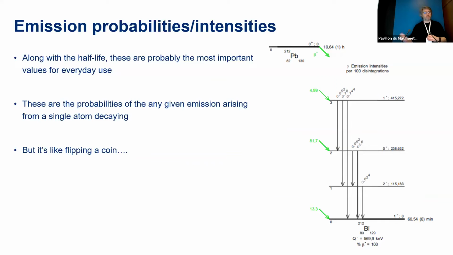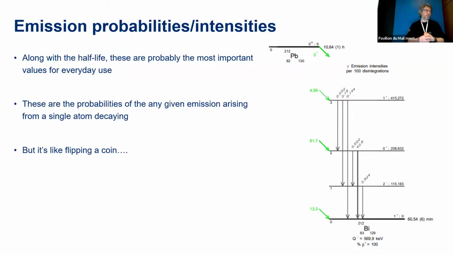These are what's emitted, the probability of these being emitted, and we can use these to work out the activity of a product or a radionuclide that we're measuring, or that's in a patient and decaying, so we can model that information out, and that tells you more about the dose. So these are the probabilities of any given emission arising from a single atom decaying, but you can also do it as per 100 disintegrations.